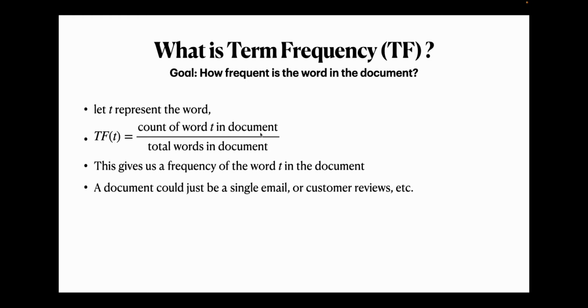So let's first look at term frequency. Our goal is to determine how frequent the word is in a specific document, a single one. We are going to let t represent the word, for example. The term frequency function will be the count of the word t in the document divided by the total words. It gives us the frequency of the word t in the document, and a document can be anything like a single email or customer reviews. We're going to be having a single email or a small email, which is a text message.